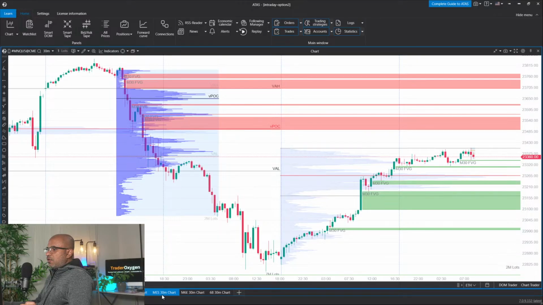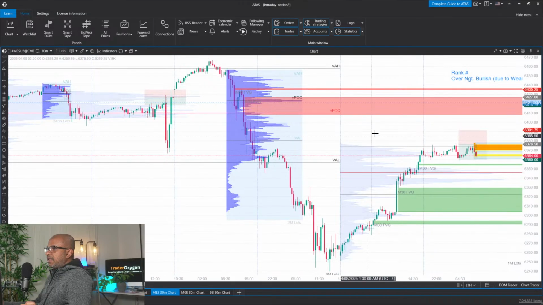Now then again, looking at MES, micro mini S&P, right? If you look at MES, again the same thing. Overnight the market sentiment and fundamentals are bullish, right?